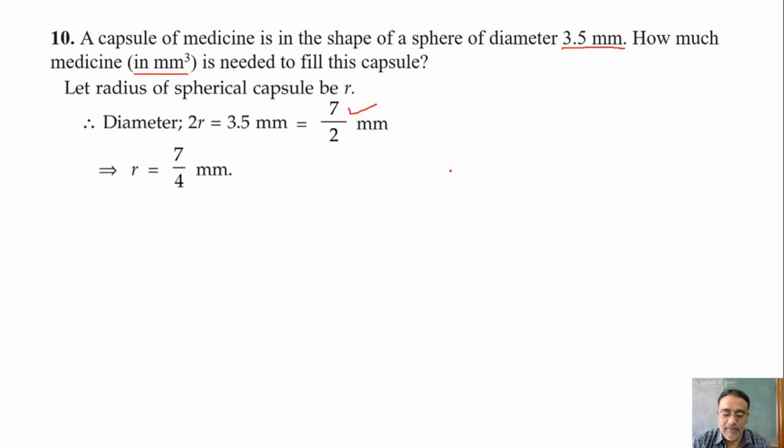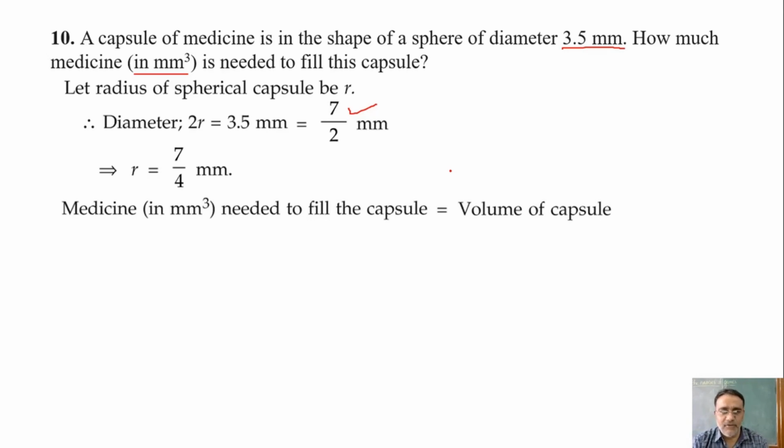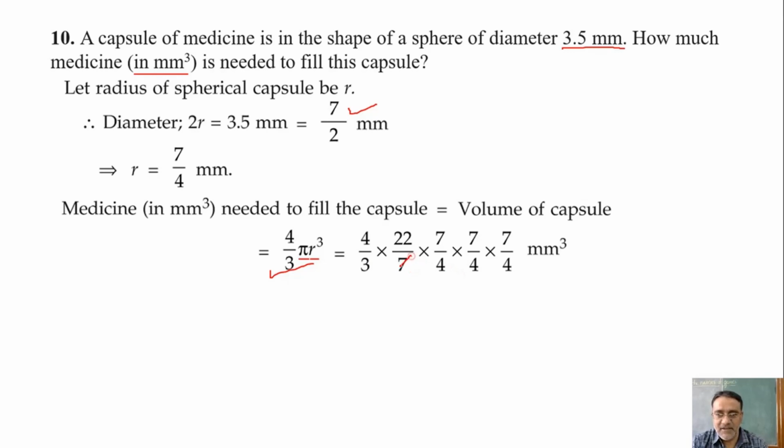Okay. So the medicine needed to fill the capsule will be equal to the capacity, the volume of the capsule. That is 4 by 3 pi r cube. Any doubt here? No, sir. Now we'll substitute the value of pi and r. The value of pi is 22 by 7 and r we already got, 7 by 4. Now look carefully, here a 7 and a 7 are cancelling. Okay, and this also we can cancel, 4 by 2.